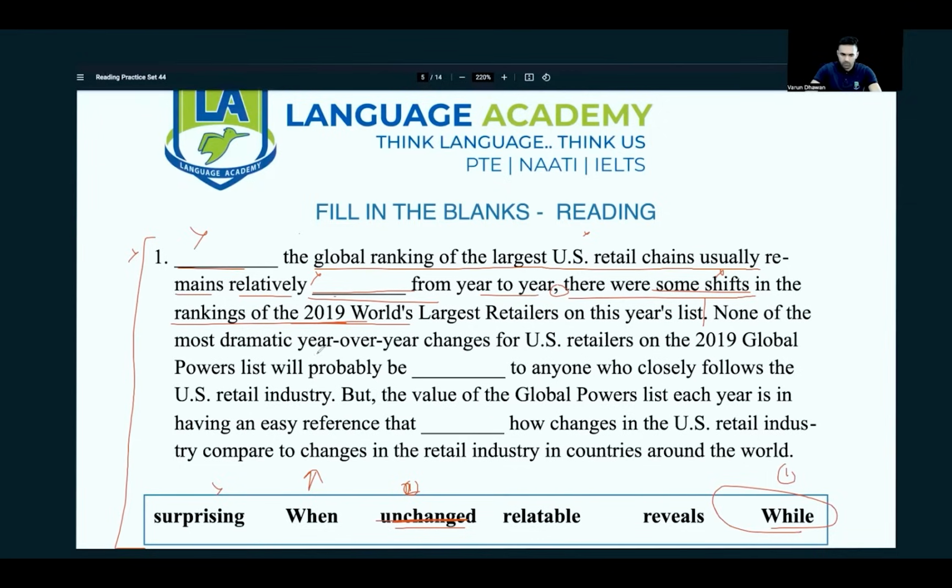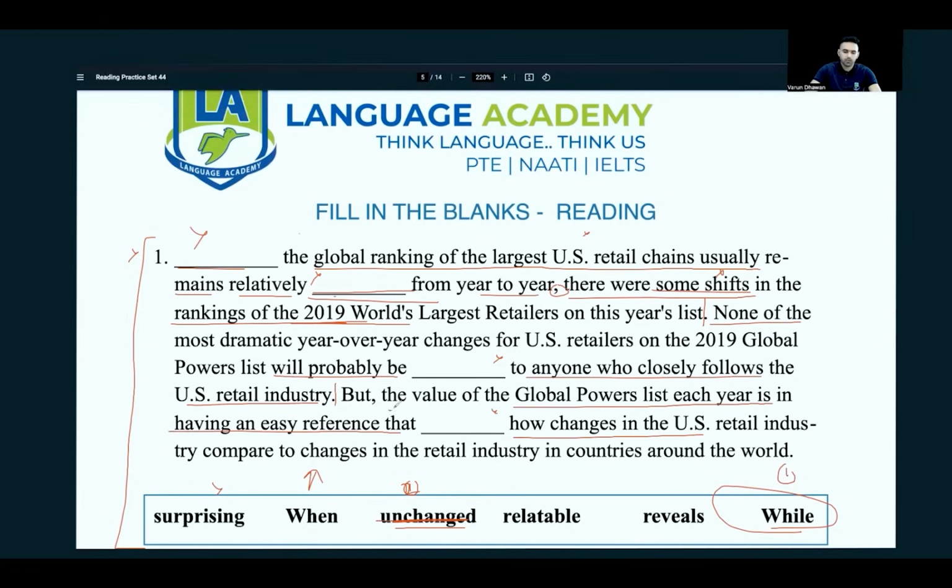Some of the most dramatic year-over-year changes for US retailers on the 2019 global powers list will probably be dash to anyone who closely follows the US retail industry. This sentence is a bit difficult for me to understand. I have only understood 50 to 60%. I will come on to this blank afterwards. What I always do, I always solve the blanks I'm sure about first. Let's jump on to the next one. But the value of the global powers list each year is in having an easy reference that dash how changes in the US retail.